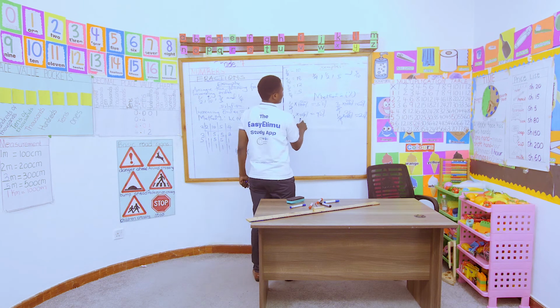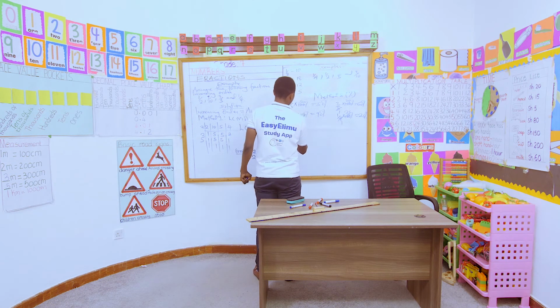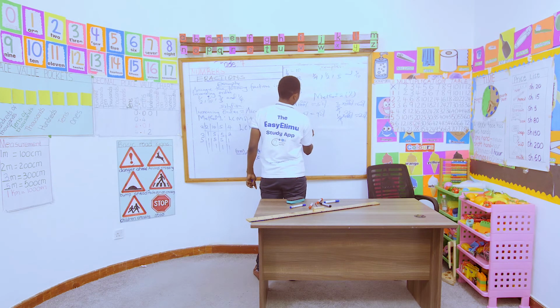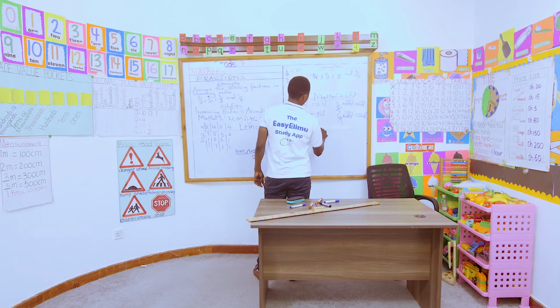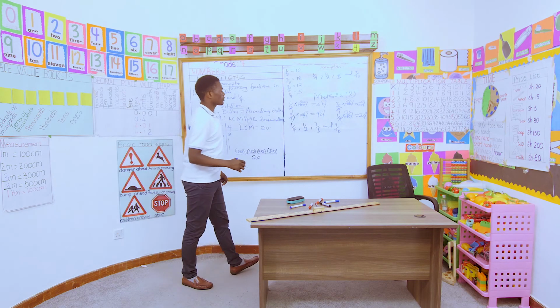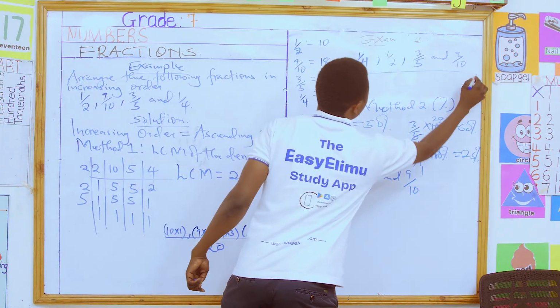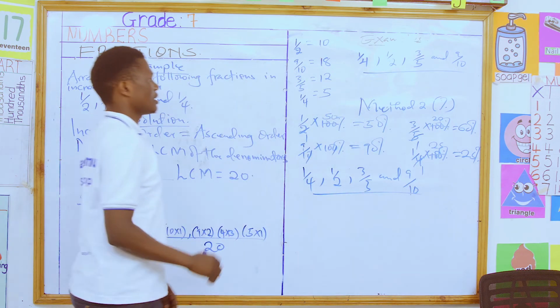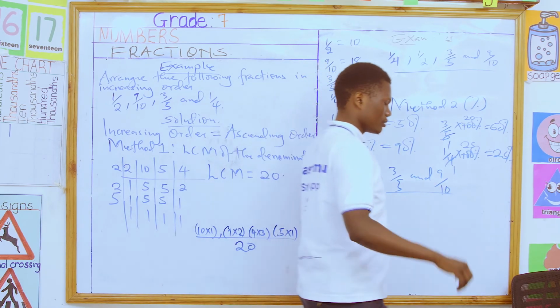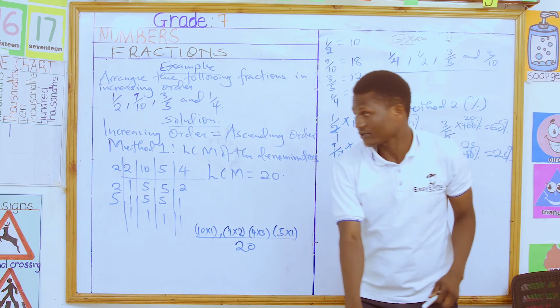The least percentage is represented by a quarter. That means a quarter is the least, then followed by 50%, represented by a half, then followed by 60%, represented by 3 over 5. Lastly we have 9 over 10, which represents 90%. So you can see in both cases our answer remains the same. So you can use the concept of percentage or LCM to compare fractions.